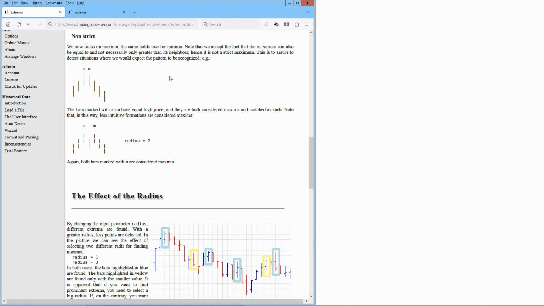We now focus on maxima. The same holds true for minima. Note that we accept the fact that the maximum can also be equal to and not necessarily only greater than its neighbors. Hence it is not a strict maximum. This is to assure to detect situations where we would expect a pattern to be recognized. For instance, this case. The bars marked with an M have equal high price and they are both considered maxima and matched as such. Note that, in this way, less intuitive formations are considered maxima, like this one, with radius 2. Again, both bars marked with M are considered maxima.